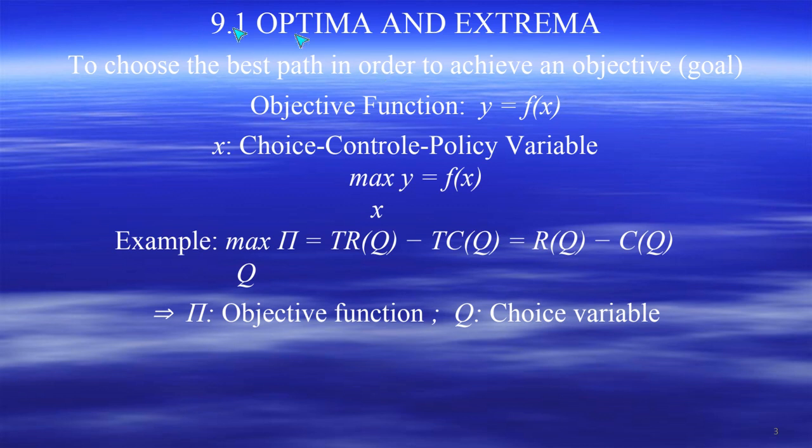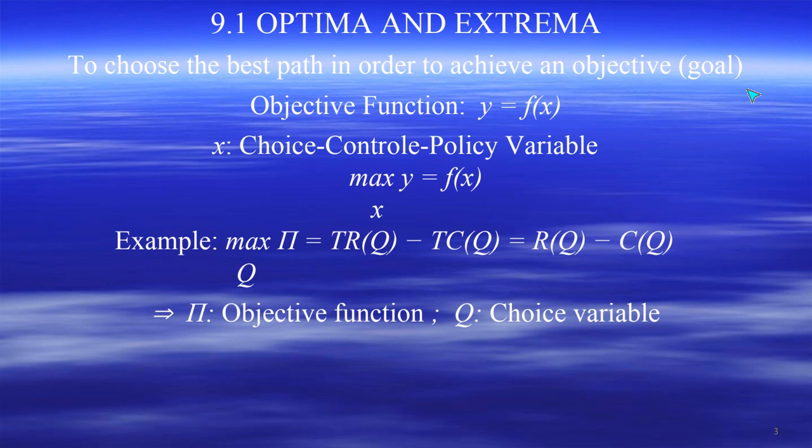So what are optima and extrema? What is optimization? We are looking for the extrema, the extreme values of our objective function. To choose the best path in order to achieve an objective. This is the definition: to choose the best path, a path is a way, in order to achieve an objective, a goal.